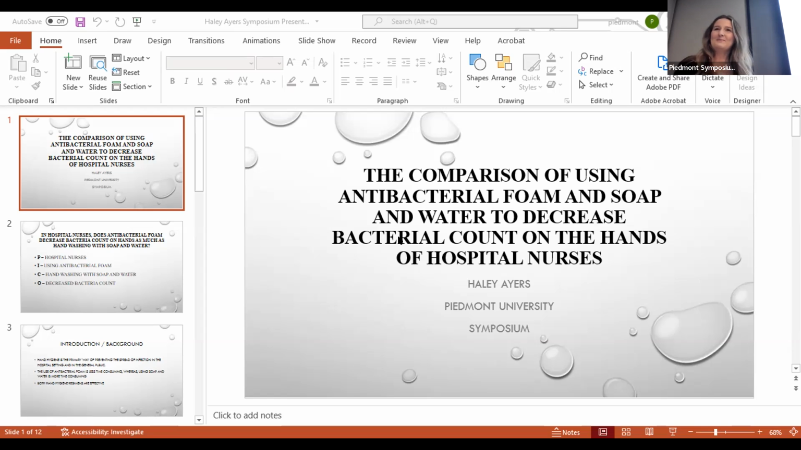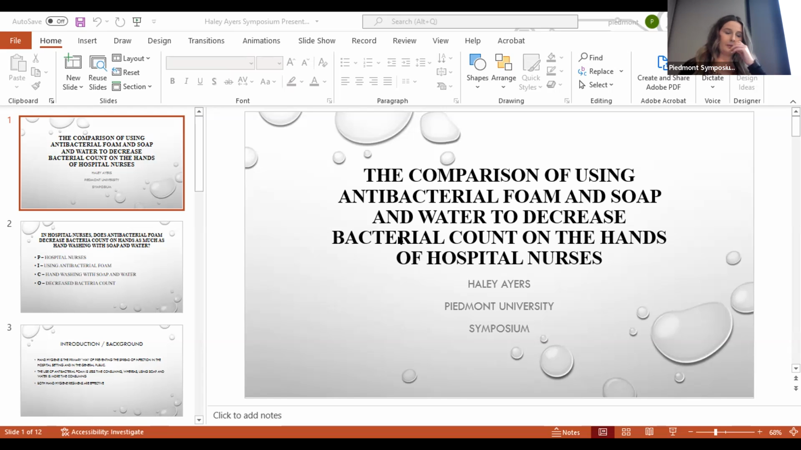Okay, so I'm Haley, and my topic is the comparison of using antibacterial foam and soap and water to decrease bacterial count on the hands of hospital nurses. So that was my PICO question. In hospital nurses, does antibacterial foam decrease bacteria count on hands as much as hand washing with soap and water?